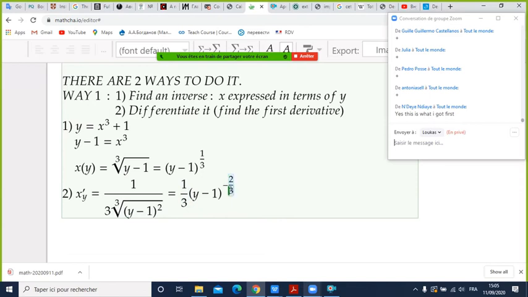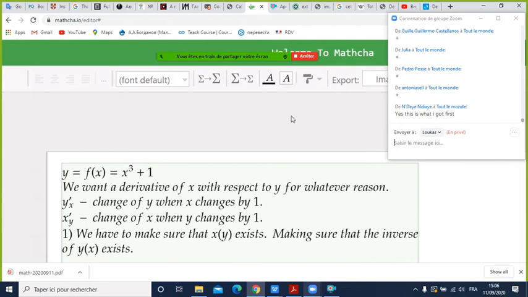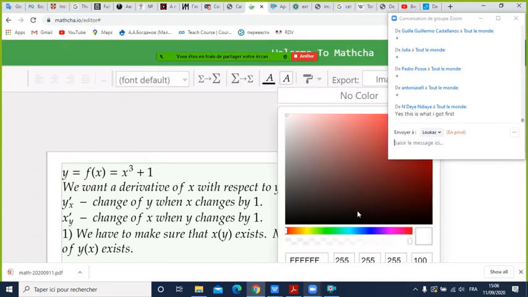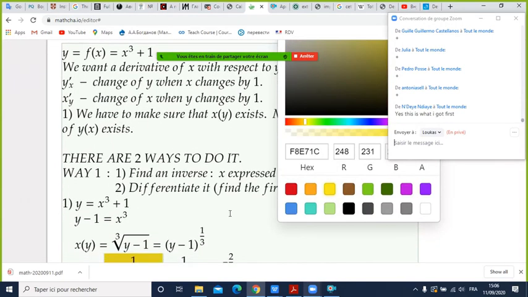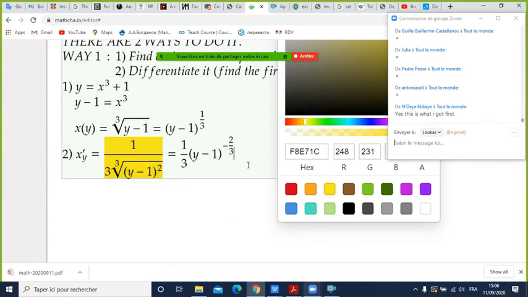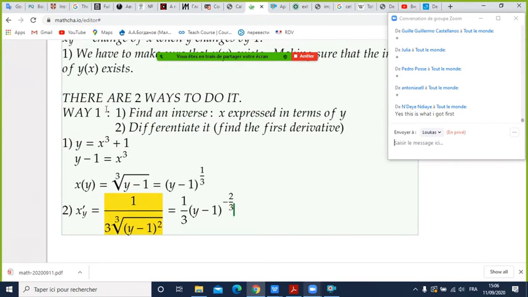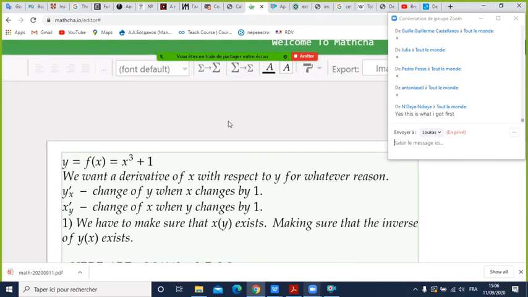The fraction in the exponent just tells us that it can be written in the form of a root. Well, in here it's a cubic root. And the negative just means that the thing goes in the denominator. Okay, perfect. So let's highlight this. Okay, this is going to be useful. Perfect. So that was way 1.